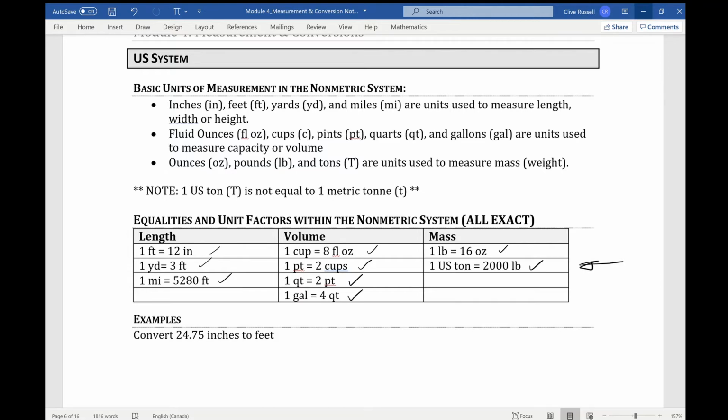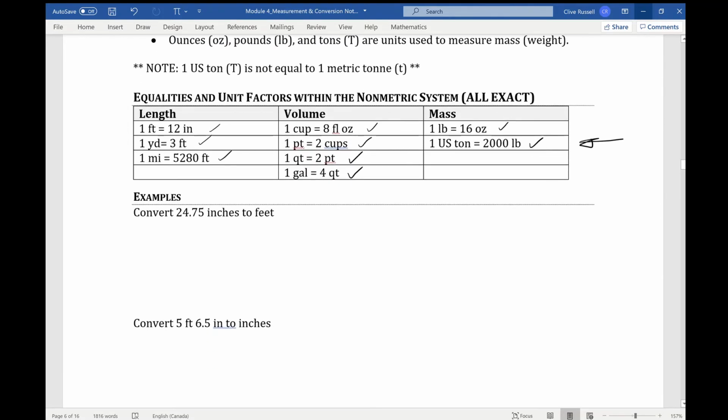Okay, let's do a conversion here. Now keep in mind that the unit factor method that we used previously, we use it all over again. So let's do this example. We have 24.75 inches to feet. So we want to know, well, what is the conversion between feet and inches? Well, it's right here. 12 inches is 1 foot. So we write 12 inches over 1 foot. It's the same as 1 foot over 12 inches.